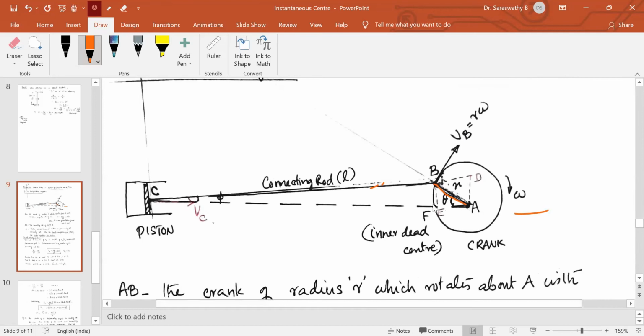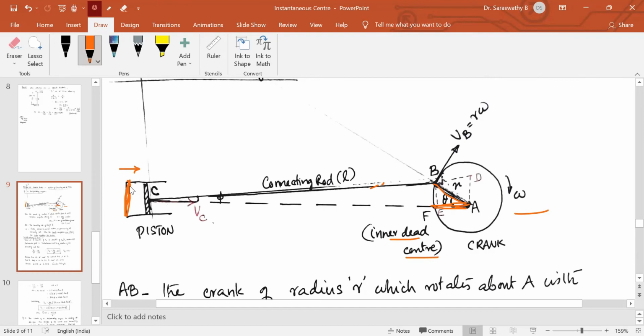Initial position of this AB will be like this. It will be in this horizontal position. When the crank, or the crank pin, is in this position, this point F is called the inner dead center. When this crank pin is in this position, this piston will be at this extreme. The piston will be here at this end. And as the piston has a forward stroke, as the piston moves forward, the crank will rotate. Or as the crank rotates, the piston moves forward.